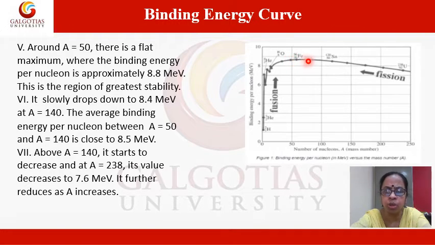Now it slowly drops to 8.4 mega electron volt till A is equal to 140. The average binding energy per nucleon between A equal to 50 and A equal to 140 starts to decrease, and at A equal to 238, its value decreases to 7.6 mega electron volt. It further reduces as A increases.